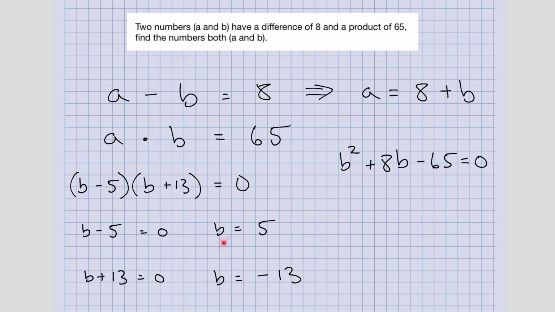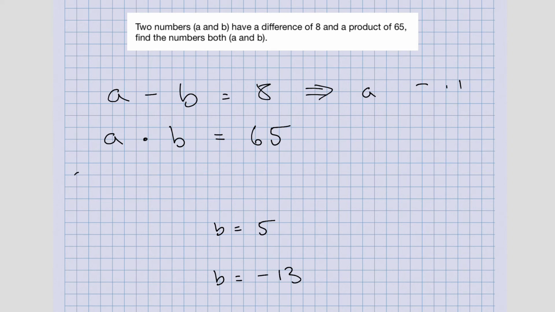Now let's take these two answers that we just got by doing all this factoring and plug them back into the original equation here and see what we could get for a. So b equals 5 and b equals negative 13. Let's see what this looks like. I'm going to bring these up here. Let's do this first one here, b equals 5.